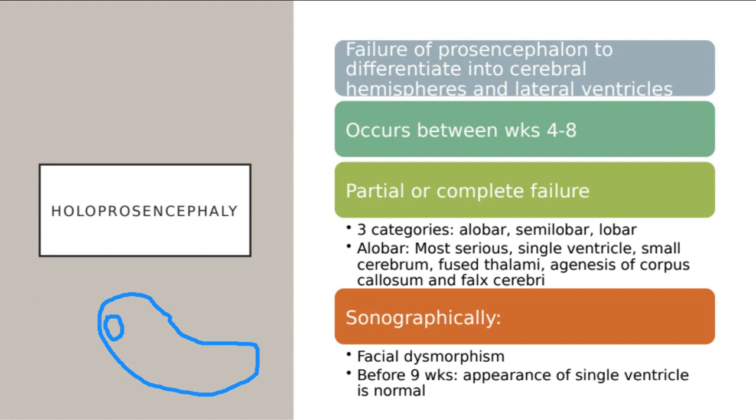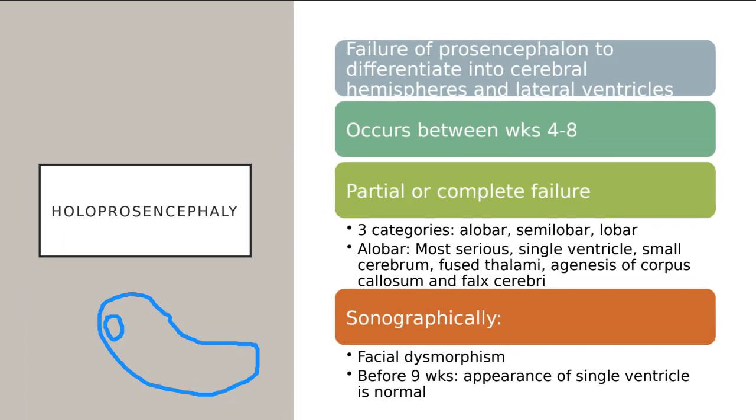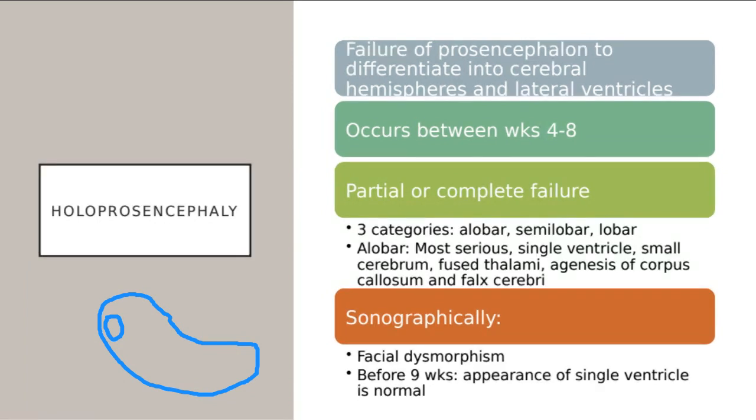So depending on how it failed to split, it could be either a partial or a complete failure to split. Now, of course, if we think about which one's going to be more serious or more complicated, it's going to be the one where we had a complete failure of those cerebral tissues and the lateral ventricles to split. So that's going to be our alobar category. So alobar, what's that saying? We don't have lobar anatomy, right? We don't have the right and left lobes of the cerebral tissue. We don't have the right and left lateral ventricles. So we just have one.